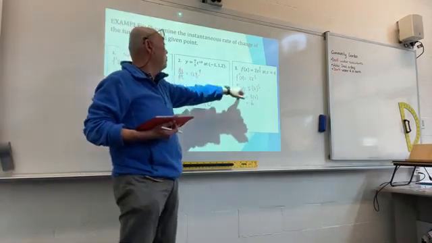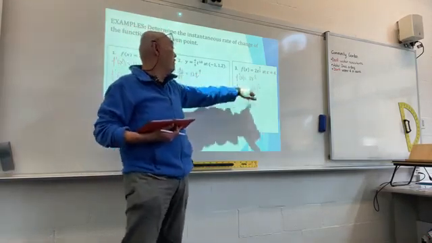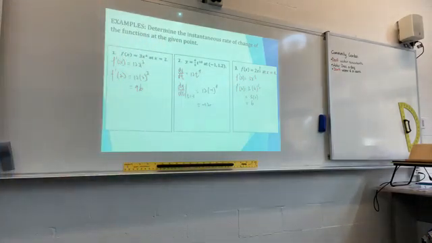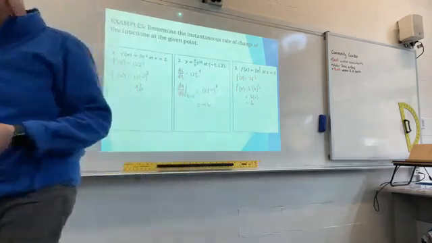Using the power rule, the first derivative is 3x to the power of half. Therefore, at x equals 4, the instantaneous rate of change is 6.